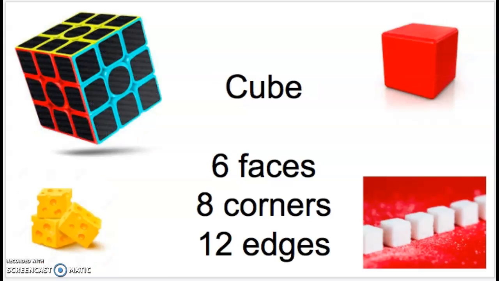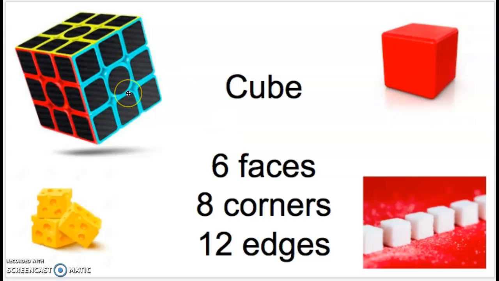The next shape we're going to look at is a cube. Now, a cube is a solid shape that looks similar to a square. That is because each face of a cube is the shape of a square. As you can see, each side, each face has 4 corners and 4 sides, and all the sides are the same length. So the cube has 6 faces.